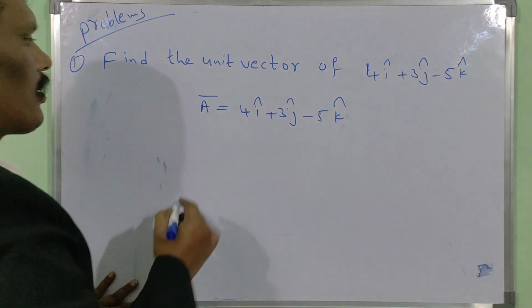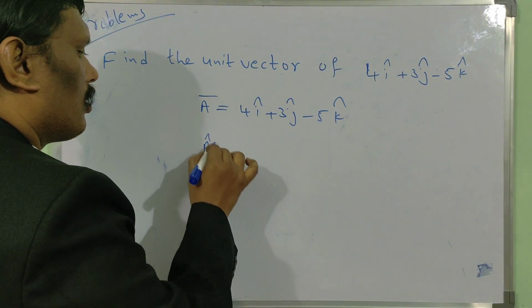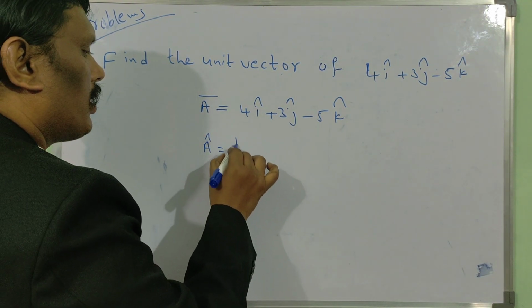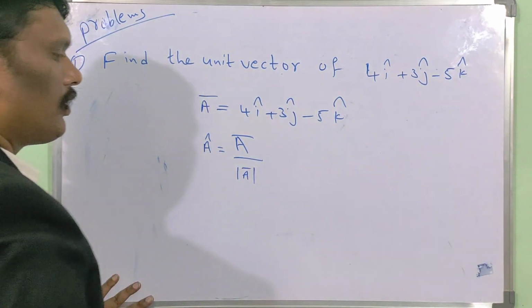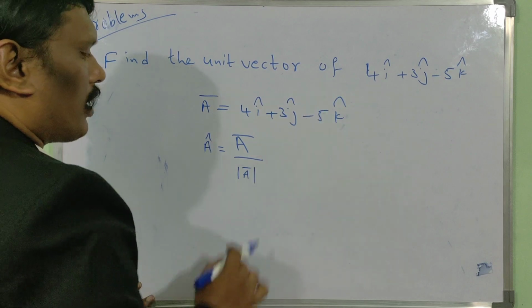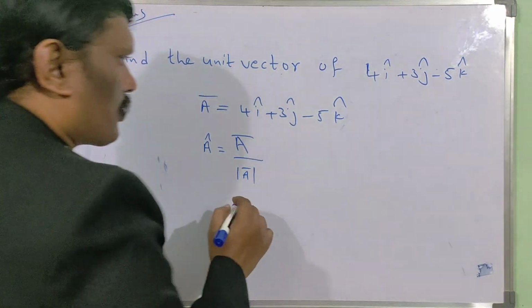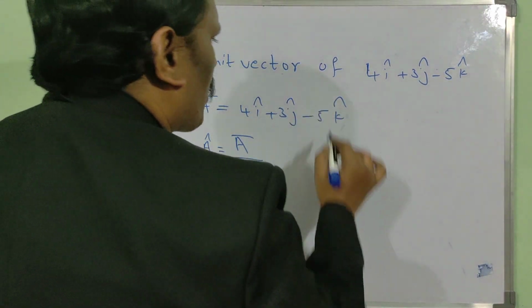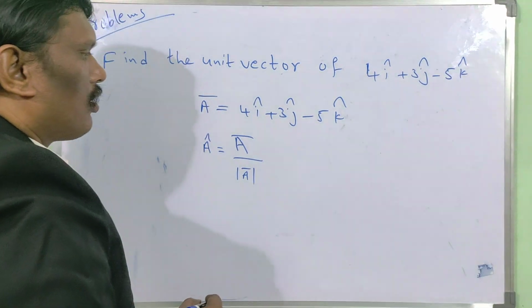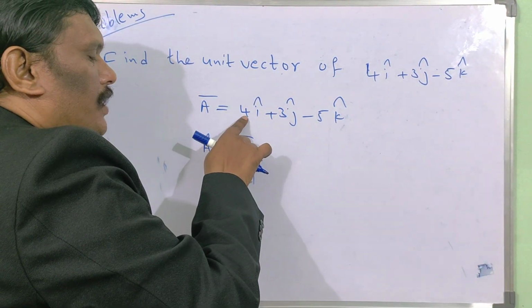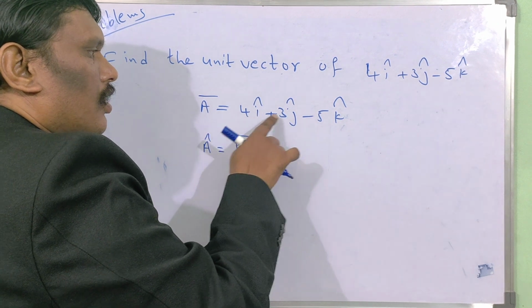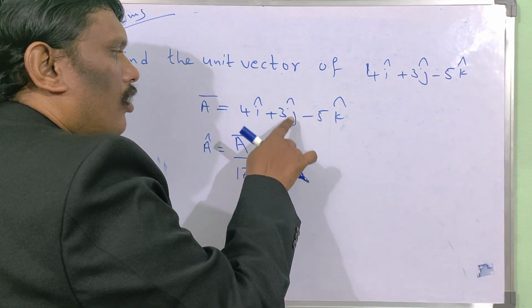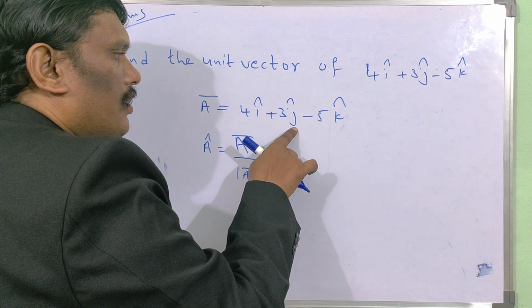To calculate the unit vector, what is the formula? A cap is the unit vector. Then I require the a bar vector and its magnitude. I already know the a bar vector. Then how to calculate the magnitude? What is the meaning of this vector first of all? 4 units along the positive x direction, 3 units along the positive y direction.